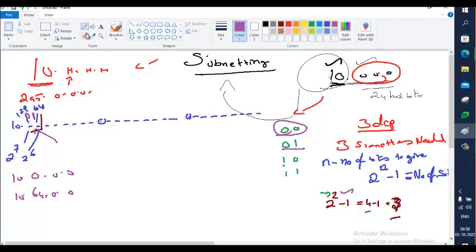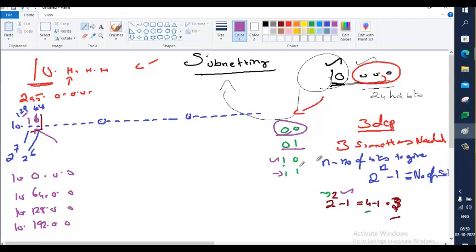Next. If I apply this one there, 1, 0, what will I get? 10.128.0.0. And at last, 1, 1. 10 dot, you need to add both 128 and 64. We get 192.0.0. So these are the different possibilities if you are giving 2 bits.